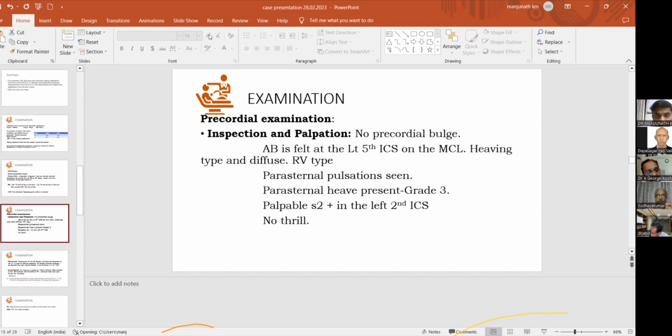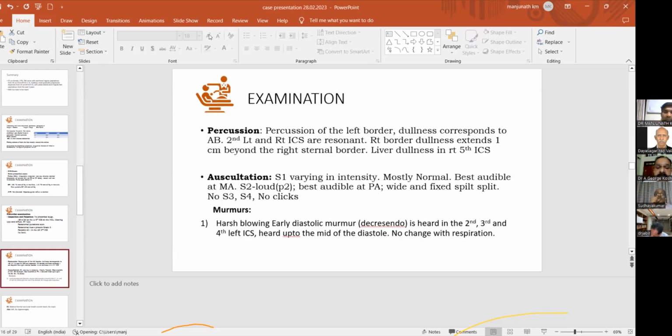Okay, fine. Auscultation, shall we go for the auscultation? Sure. Percussion, which area will you concentrate on here? Sir, I would like to look for the right border of the heart. Yeah, that's right. Fine. Percussion, left border of the heart dullness corresponds to the apex beat. Second left and right intercostal spaces are resonant, sir. So be careful. Right border, be careful.